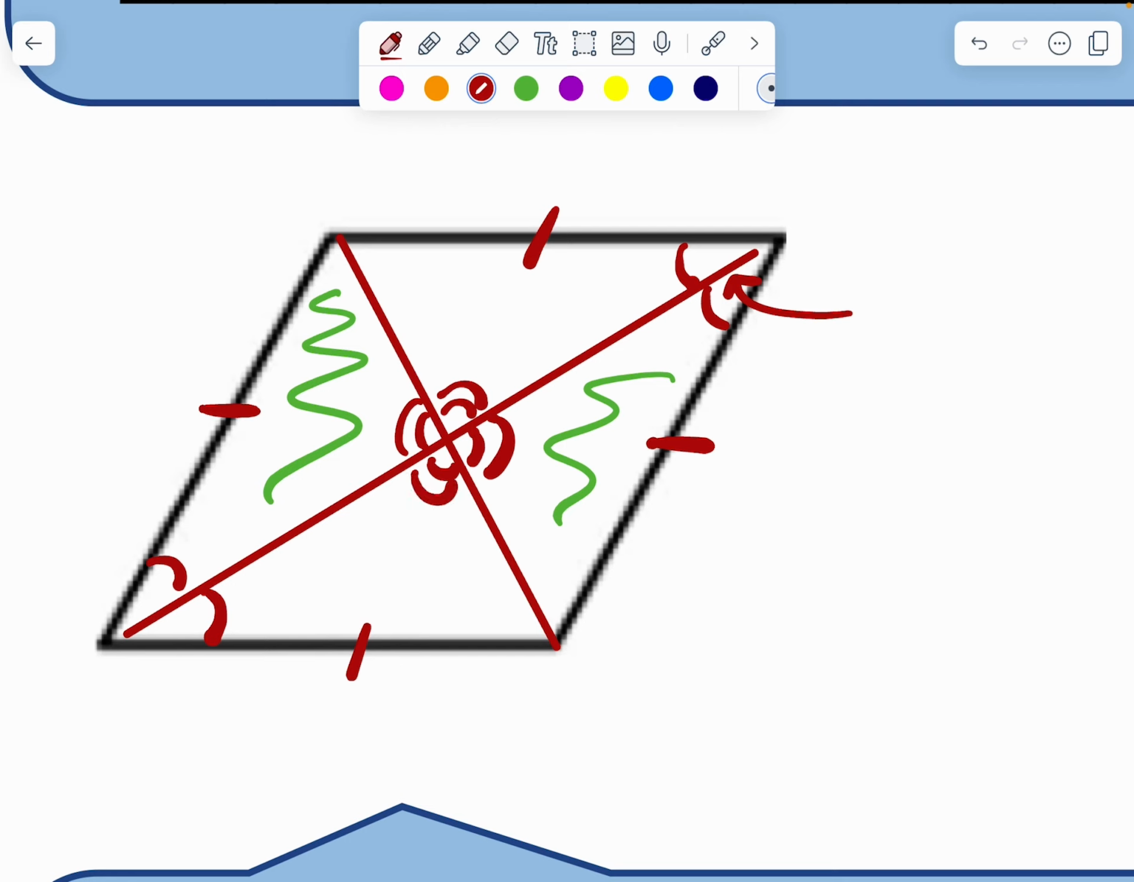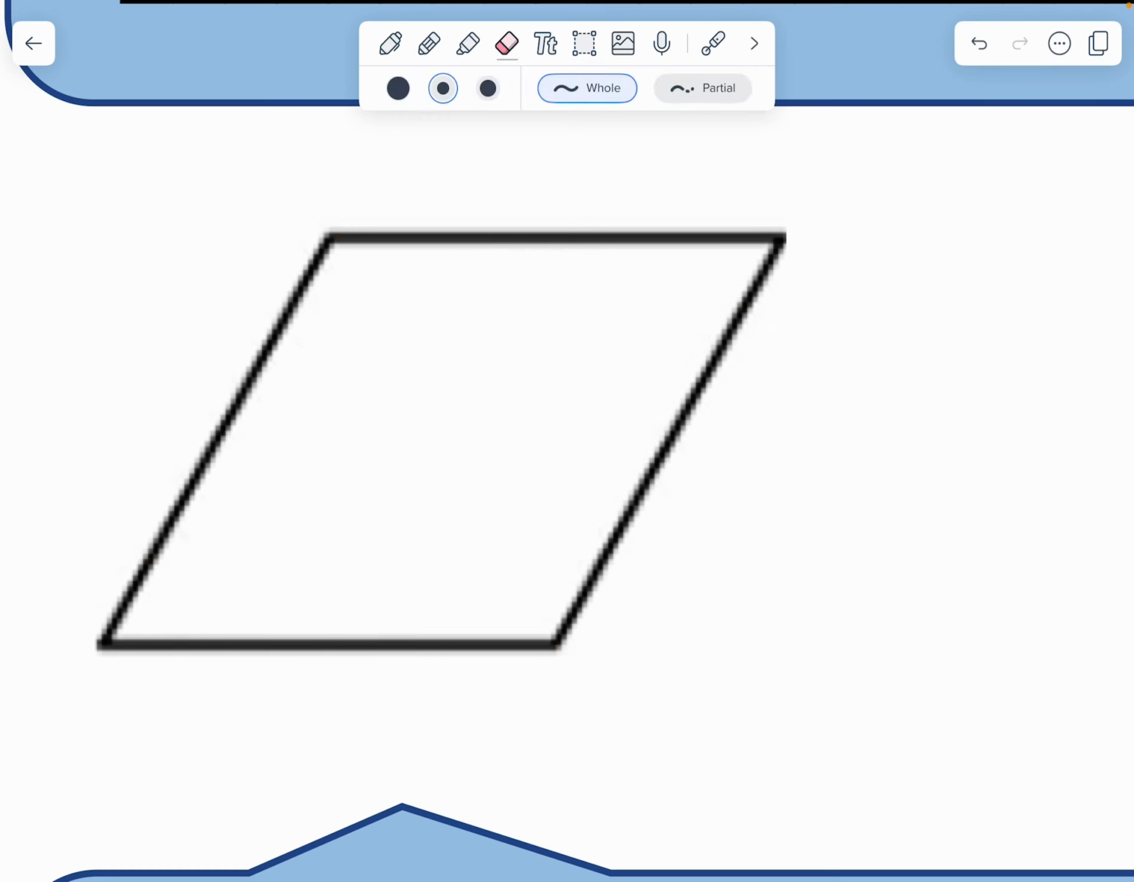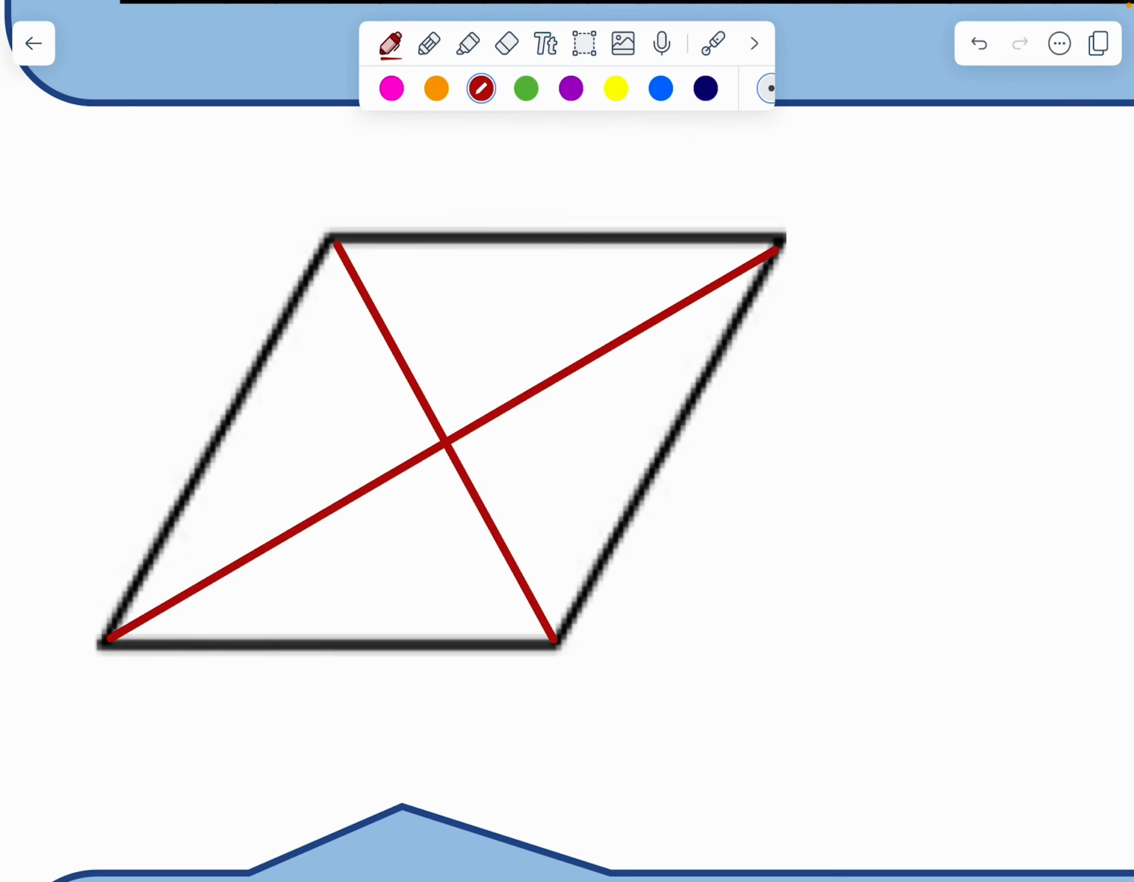And that means this angle has to be congruent to that one, and this angle has to be congruent to that one. So all four of these triangles are actually congruent to each other. It's four congruent triangles. Now I'm going to erase all this mess. There we go. So now what does that mean? Okay, hold on. Let me redraw my diagonals. I didn't mean to erase those.